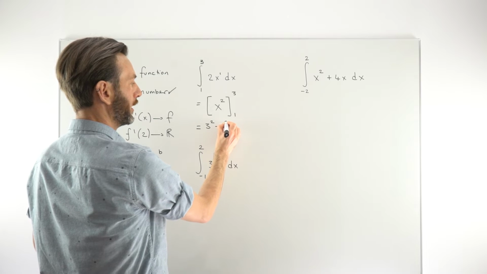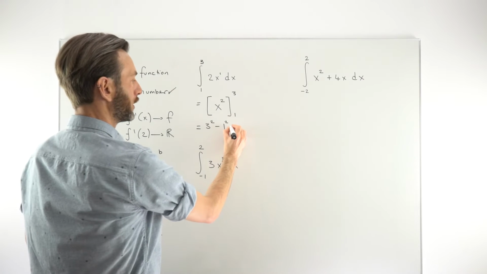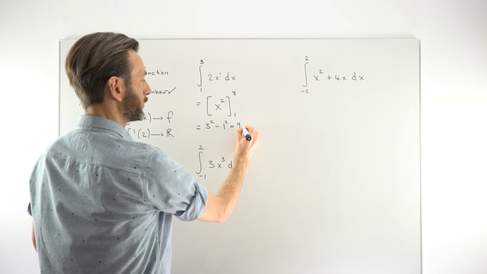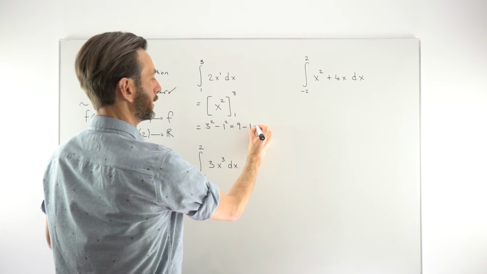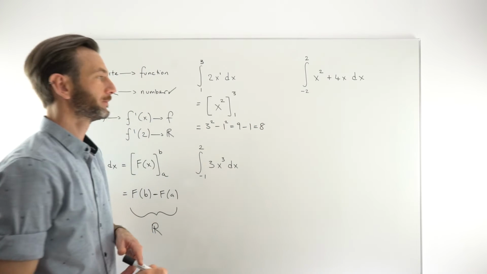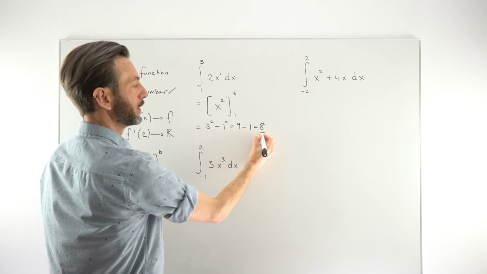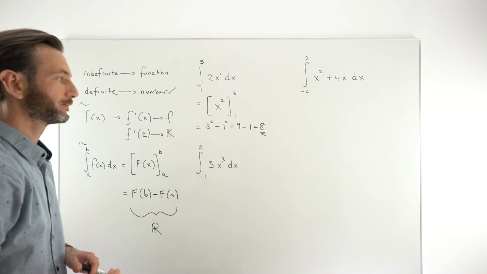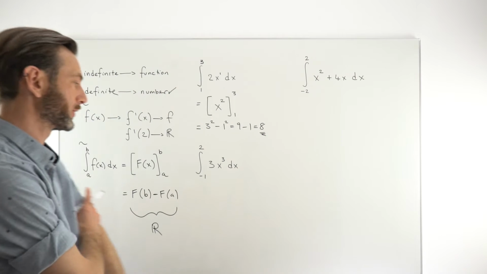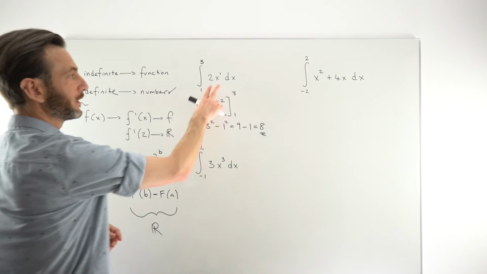We're going to subtract from that 1 squared. 3 squared is obviously 9. 1 squared is just 1. 9 minus 1 comes out to be 8. So that definite integral has been evaluated all the way down to the number 8. Okay, so a fairly straightforward process once you've done enough of these. That's a very basic example.